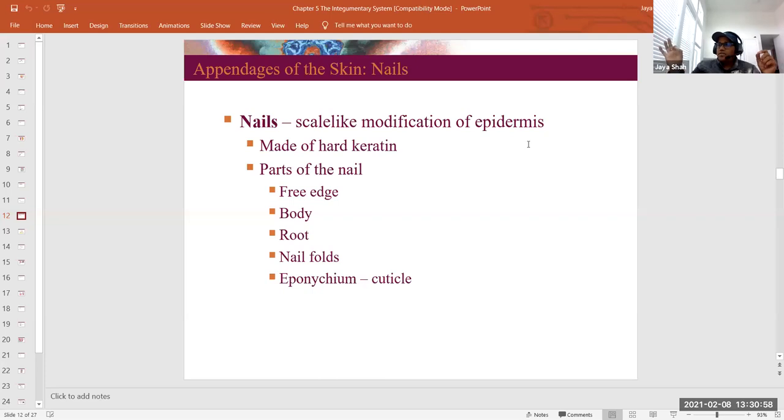So take a nail piece and a scrap of your upper skin and burn them. They smell the same way, both of them, because they are made up of dead keratin cells. They are made up of hard keratin. Parts of the nail are the free edge, body, root, nail fold, and eponychium, which is also called the cuticle.